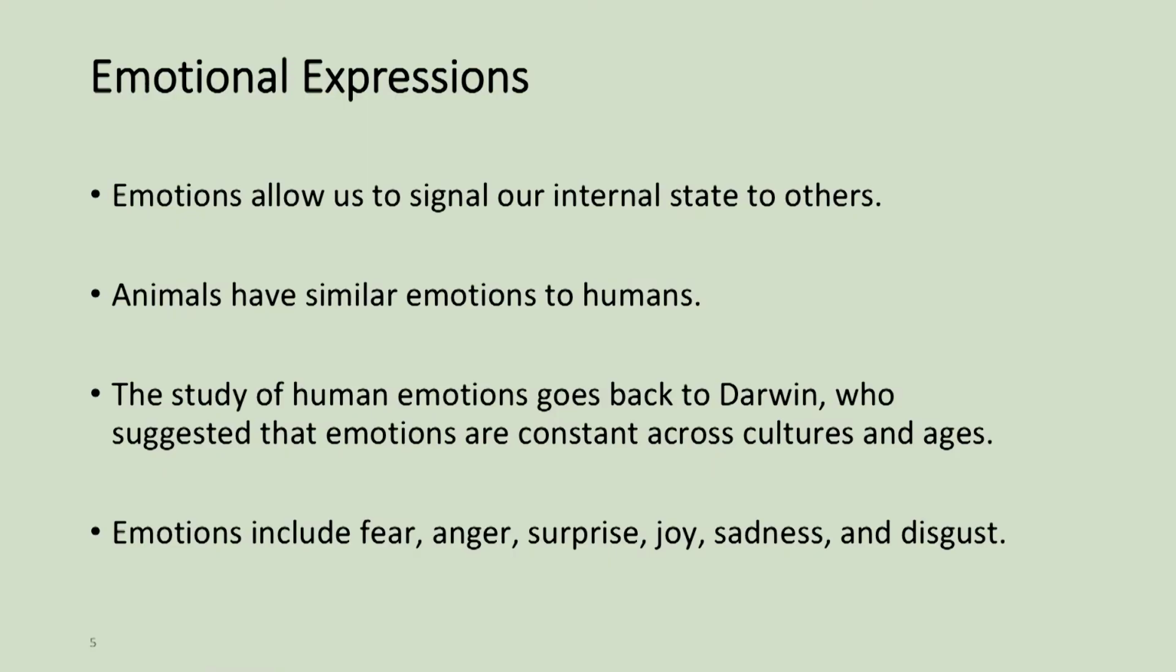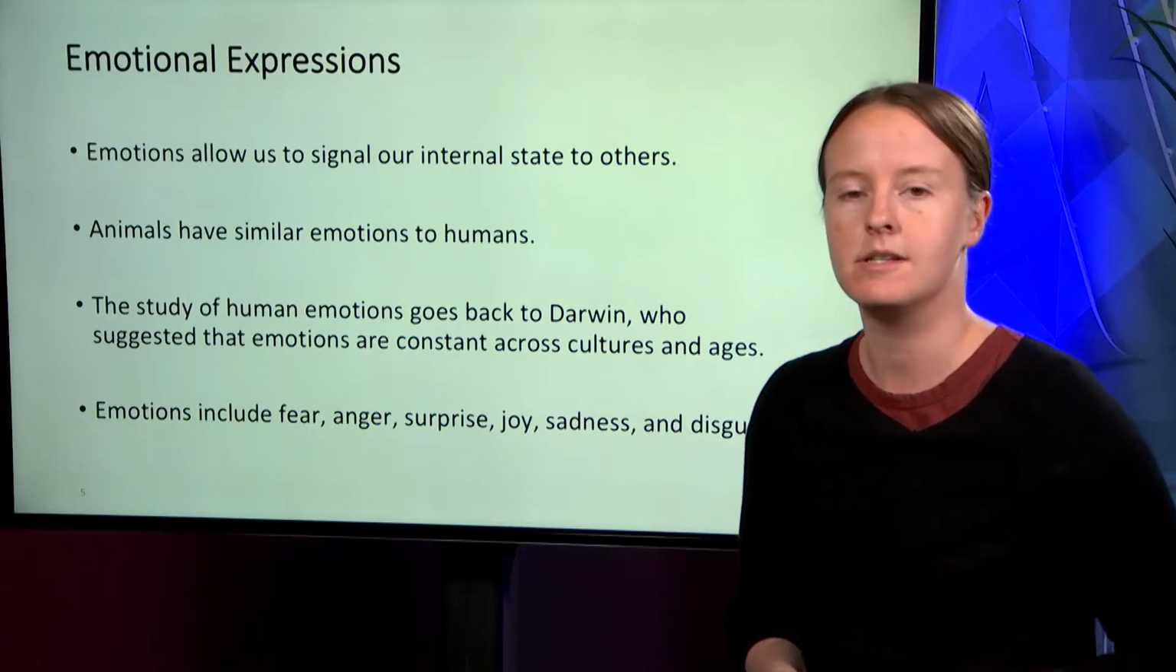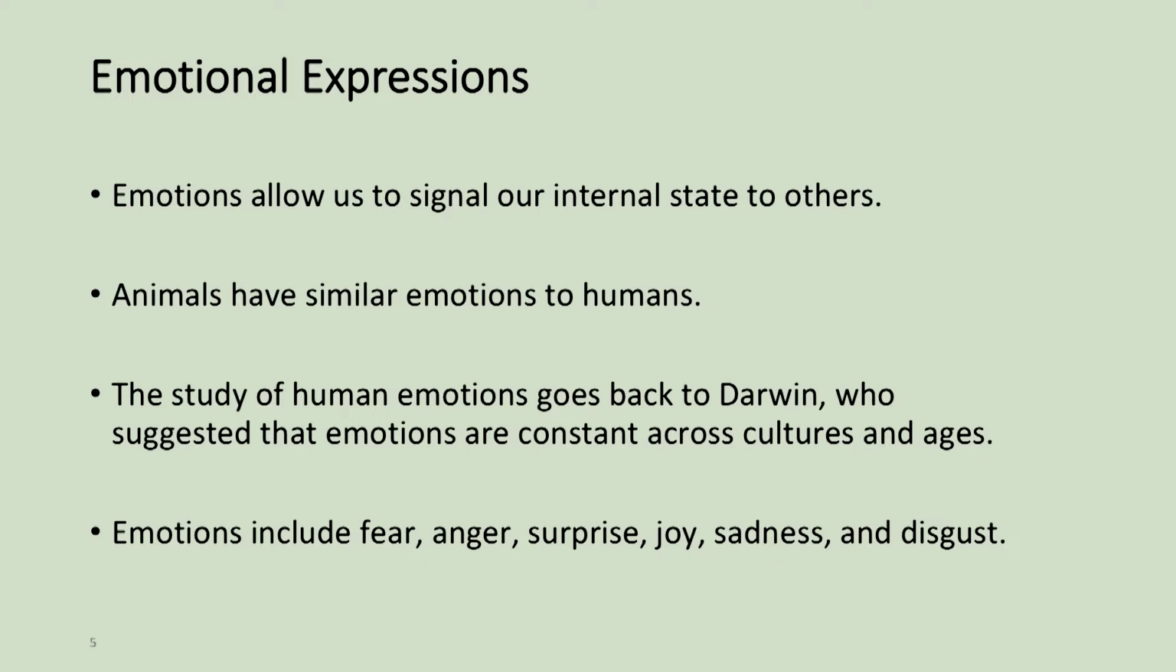Now, emotions are really important and adaptive. They allow us to tell other people in our environment how we feel. They signal our internal state to others, and alternatively, being able to perceive the emotions of other people in your environment provides a lot of information about what's going on in that environment. So emotions are a key way that we communicate our internal state with others.